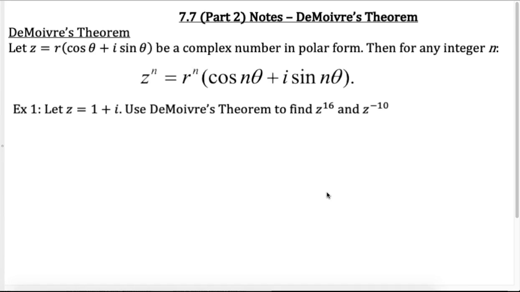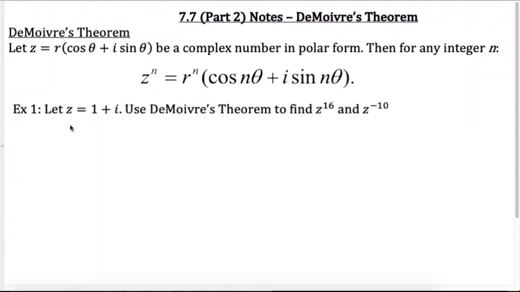All right, in 7.7 part 2, we're going to take a look at De Moivre's theorem. This just allows us to raise a complex number in polar form to a power. So we're saying that our complex number is in this form: r times the cosine of theta plus i times the sine of theta. To raise a number like that to any integer power, I raise r to that power, but then I just multiply the angle times the n value. Okay, so let's go through a few examples of how to do something like this.